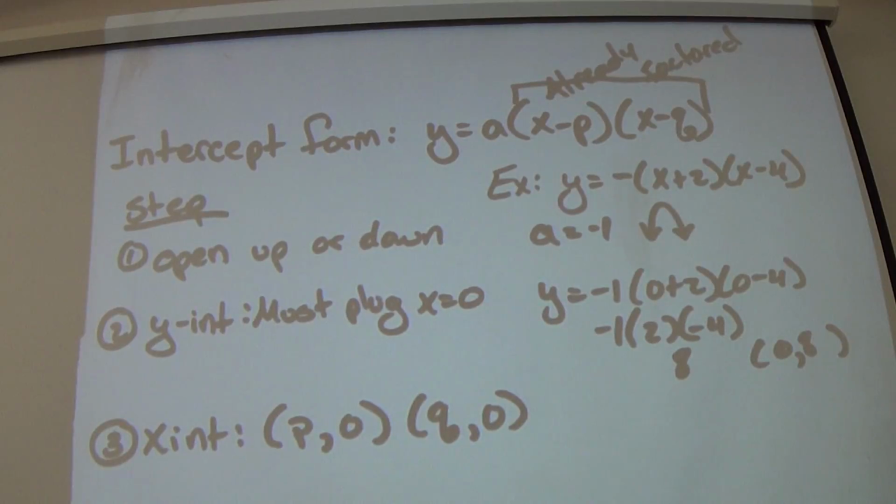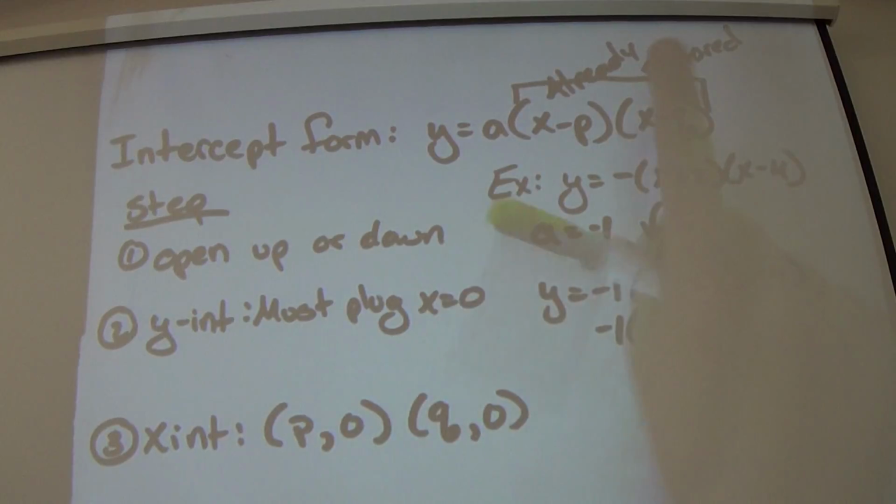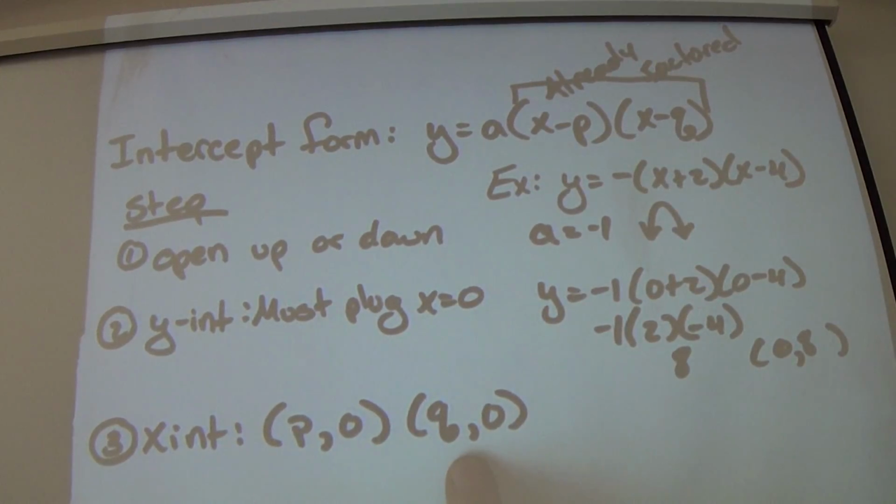Yes? How did you get 8 and a -4? It's -1 times 2 is -2 times the -4. Oh. All right. So, everybody, are we good with why those are the x-intercepts always?